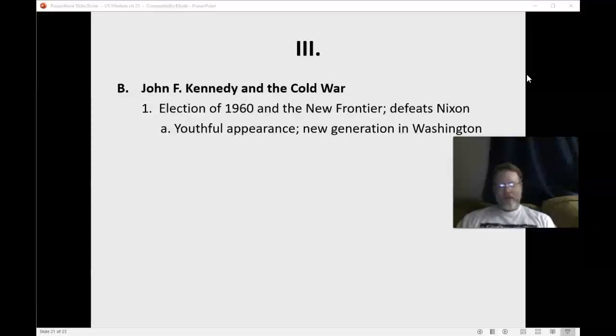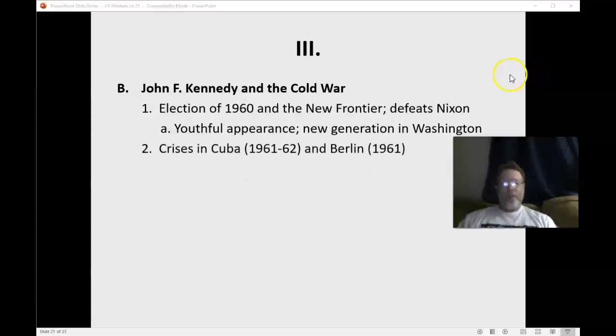And anyway, he brought in a whole new bunch of young, well-educated people into the White House, federal government. He was a Democrat, and he was also our only Catholic president. He was Catholic, barely won the election. Certainly was a little bit different, and his entire presidency was full of crises, one after another after another. He gets no peace.